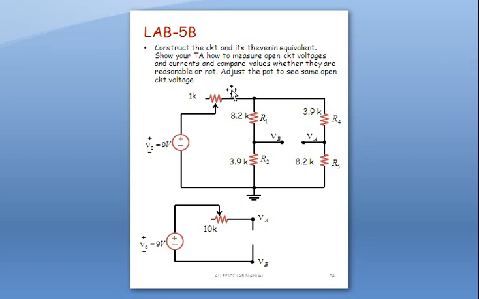This is our circuit. I will use a 1 kilo ohm potentiometer to adjust the open circuit voltage between A and B to make it exactly 3 volts. And for the Thevenin equivalent circuit, I will use a 10 kilo ohm potentiometer, and I will adjust this resistance.